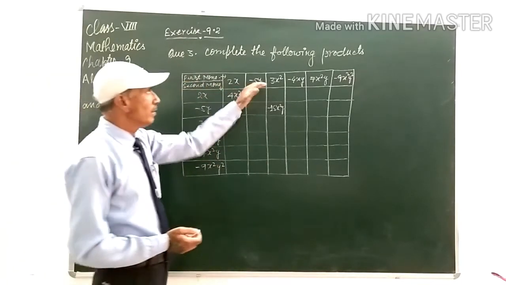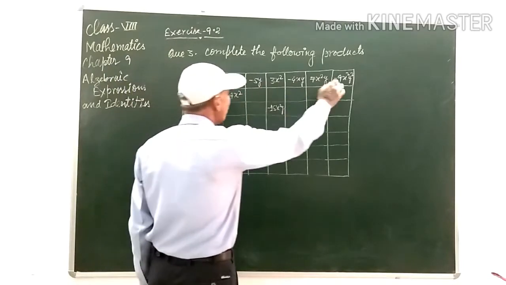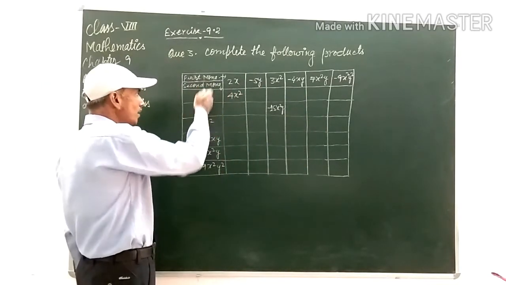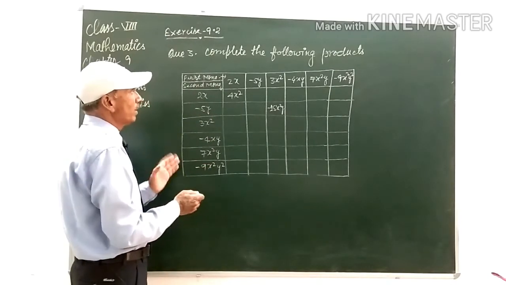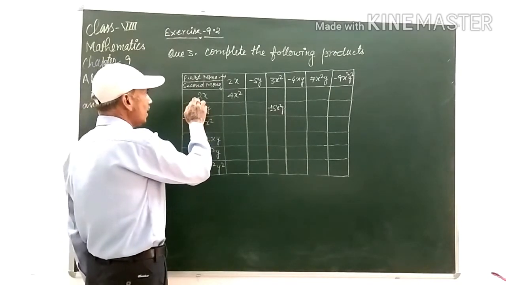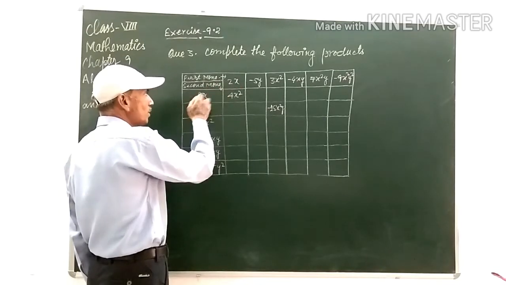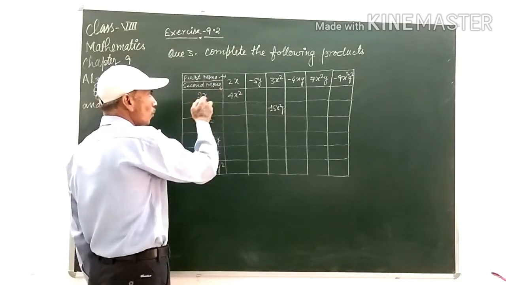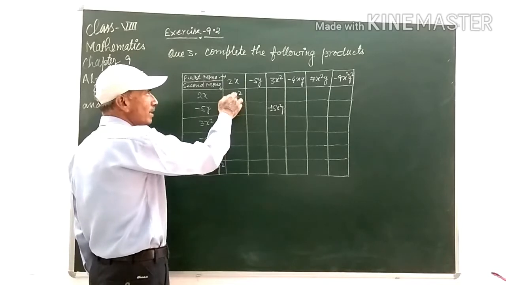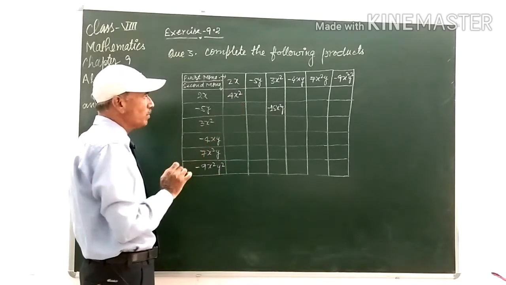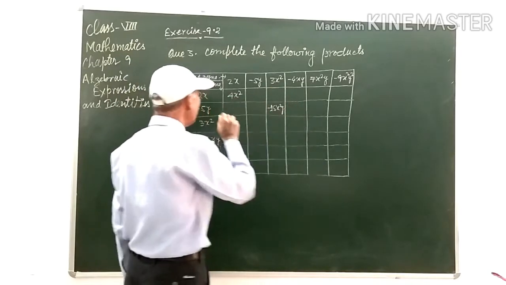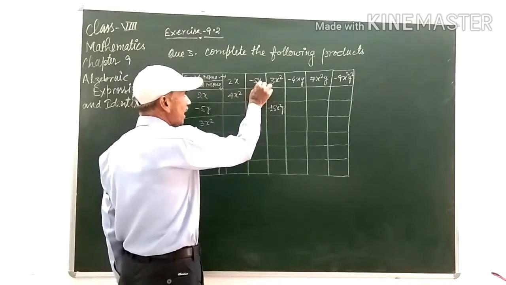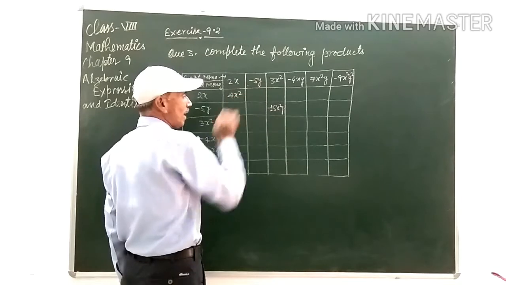First monomial is given in this row and second monomials are given in this column. Okay, students? Now first of all, if you multiply 2x with 2x, that is 4x square, you have to write it in this column. Now complete this first row. Okay, so 2x multiplied by minus 5y.